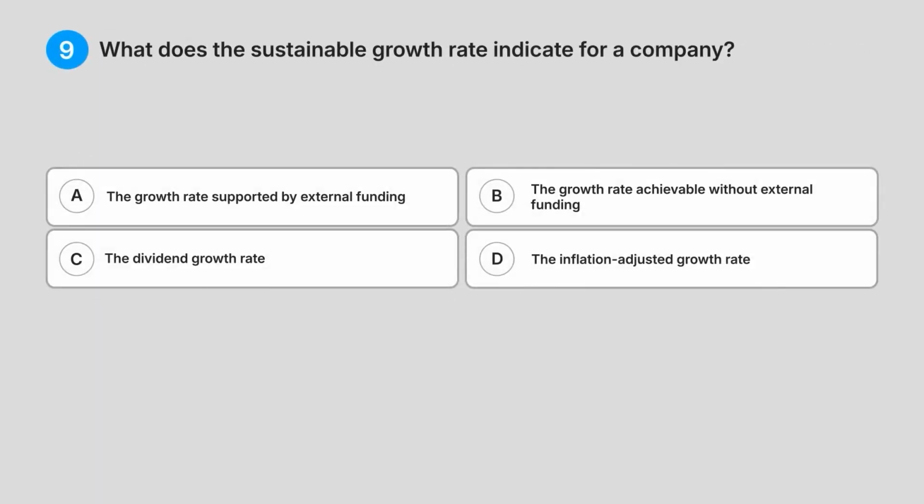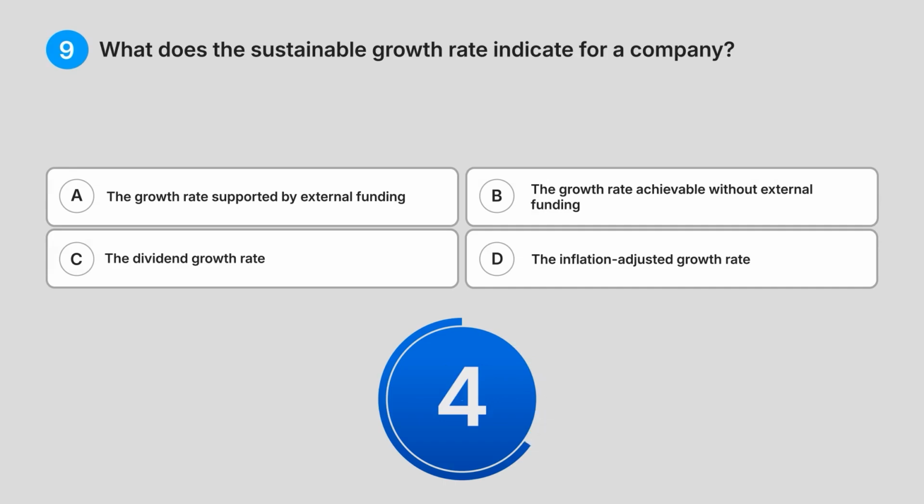9. What does the sustainable growth rate indicate for a company? A. The growth rate supported by external funding. B. The growth rate achievable without external funding. C. The dividend growth rate. D. The inflation-adjusted growth rate. What do you think is the answer?